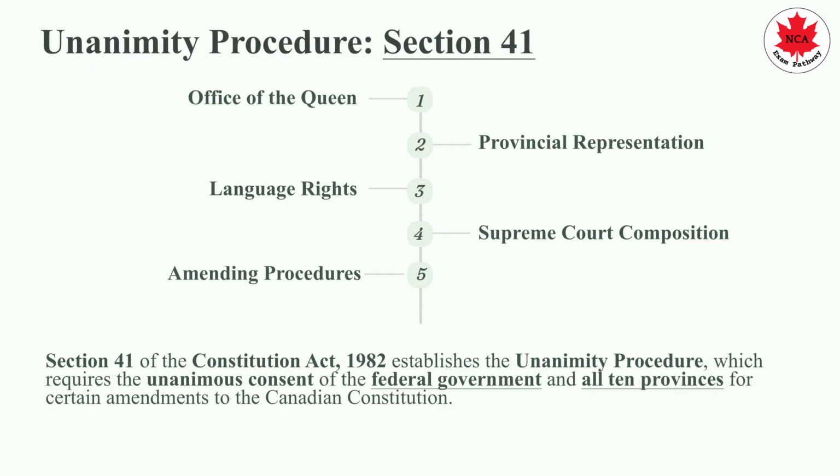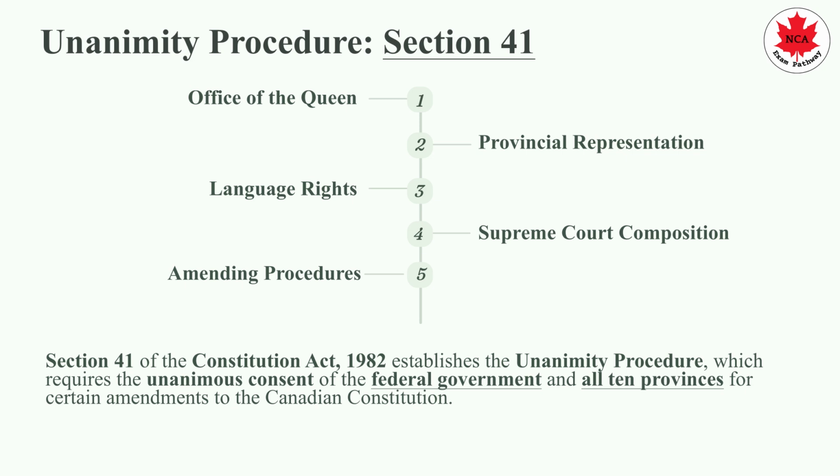Now come to unanimity procedure under Section 41. This procedure is reserved for the most fundamental aspects of the Constitution, where changes would significantly alter the core of Canada's governance structure or its foundational institutions. The unanimity procedure requires that an amendment be approved by the Senate and the House of Commons and all the provincial legislative assemblies.